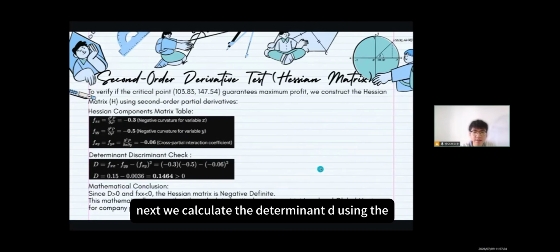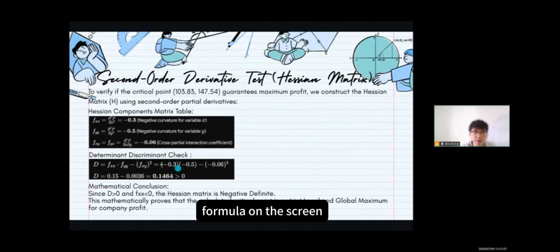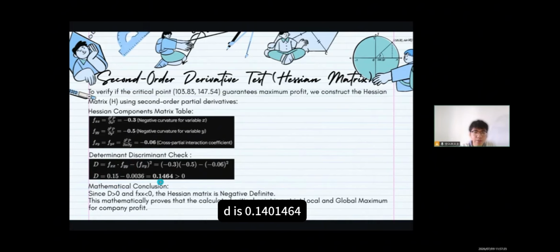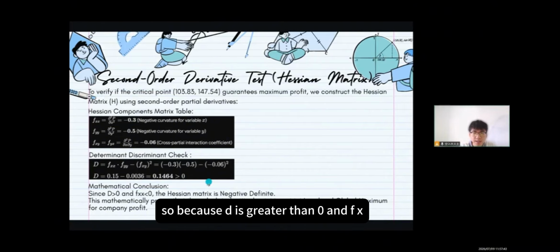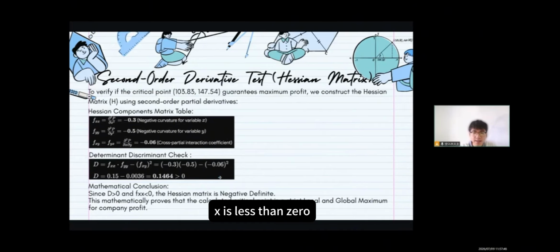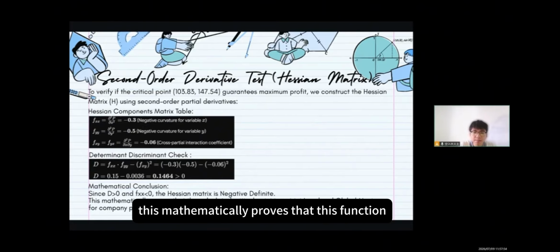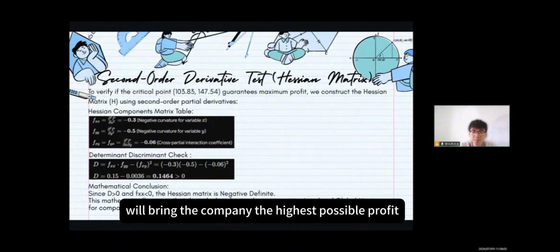Next, we calculate the determinant D using the formula on the screen. So, after using this formula, we can easily get D is 0.1464, which is greater than 0. So, because D is greater than 0 and fxx is less than 0, the matrix is negative definite. In simple words, this mathematically proves that this function will bring the company the highest possible profit.